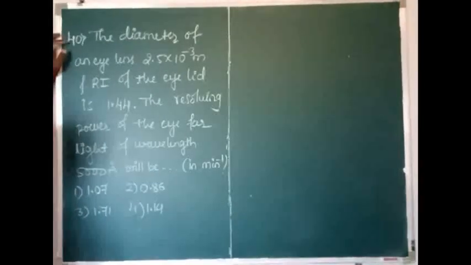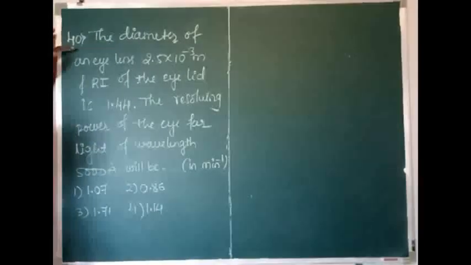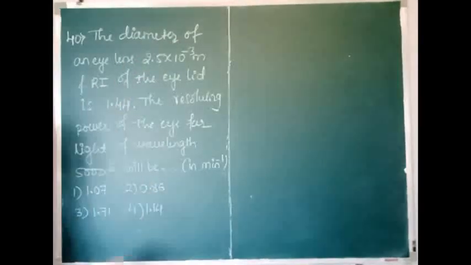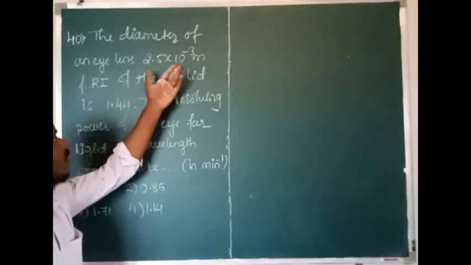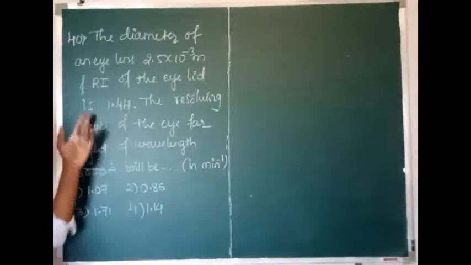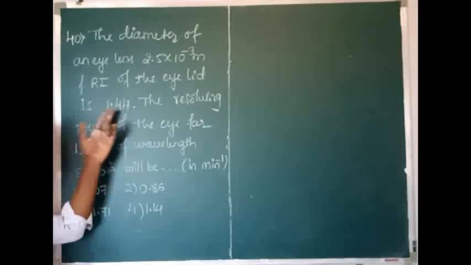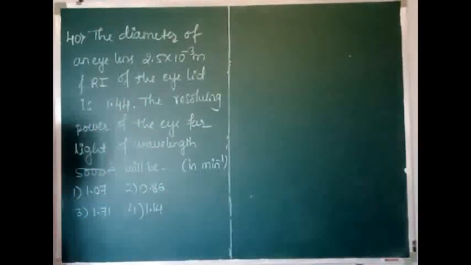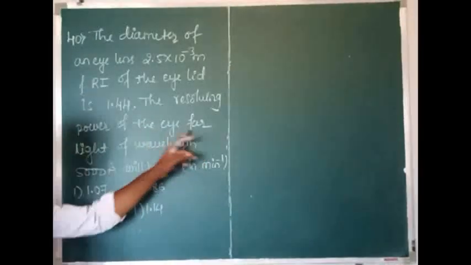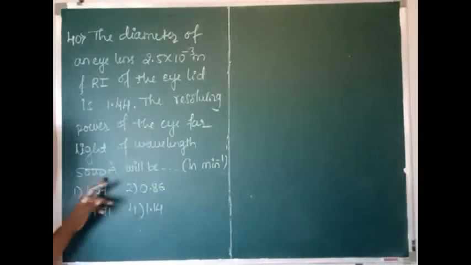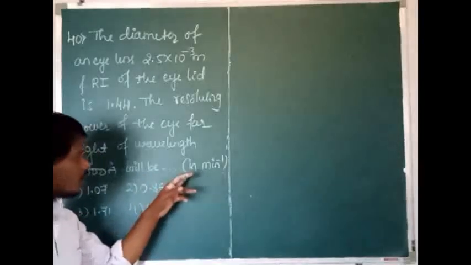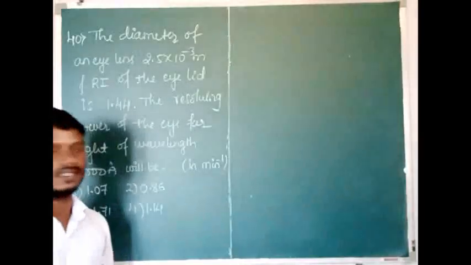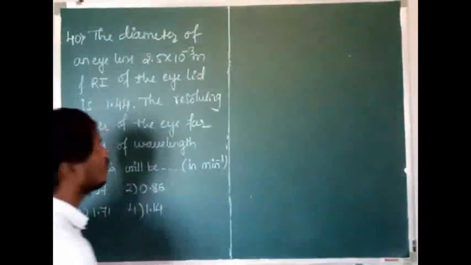Now question number 40. The diameter of an eye lens is given, that is 2.5 into 10 to the power of minus 3 meter, and the refractive index of the eyelid is given, that is 1.44. The resolving power of the eye for light of wavelength 5000 angstrom will be, so that we have to find in per minute. Okay, how to determine this value here?